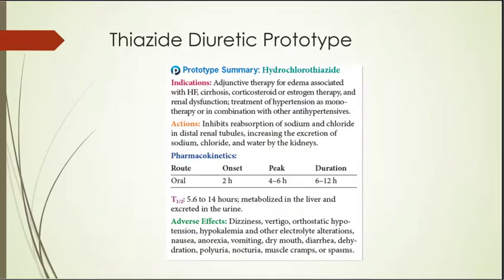HCTZ, or hydrochlorothiazide, is our prototype for thiazide diuretics. It works in the distal convoluted tubule, where it blocks the reabsorption of sodium and chloride. So that means they're going to be pulled into the urine. Whatever's in the urine will pull more water. As sodium stays in the urine, water follows. It increases the urine output and lowers the blood pressure.